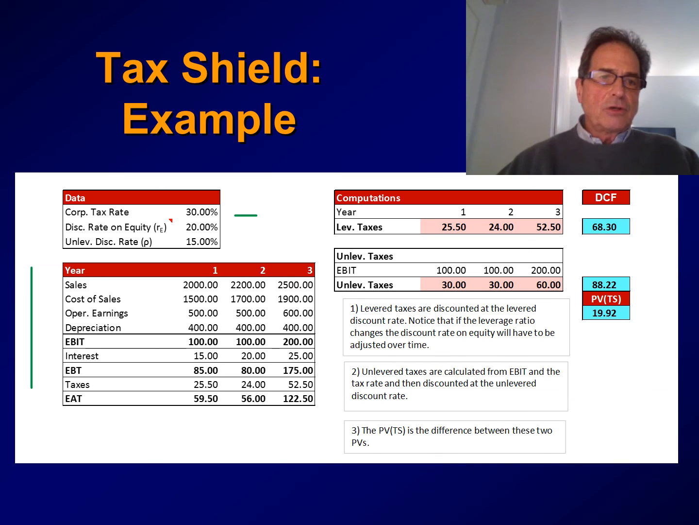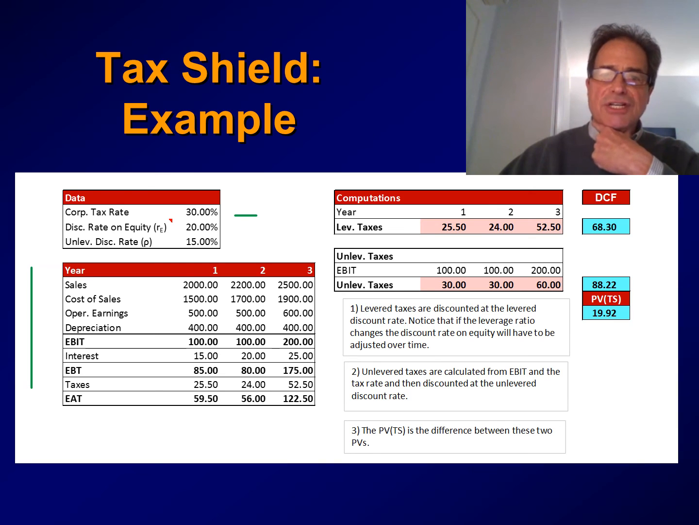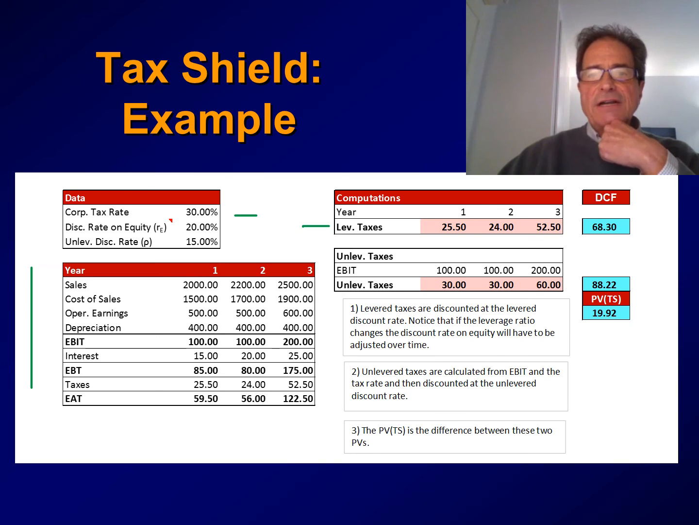We have sales, cost of sales, operating earnings, depreciation, earnings before interest and taxes. Then we subtract interest, we get earnings before taxes. Then we subtract taxes and we get earnings after taxes. So let's use the Fernandez method to compute the present value of the tax shield. First, let's focus on levered taxes, so the taxes for the levered firm.